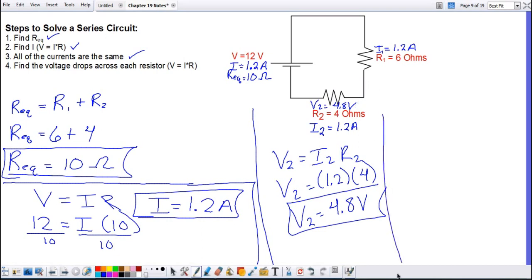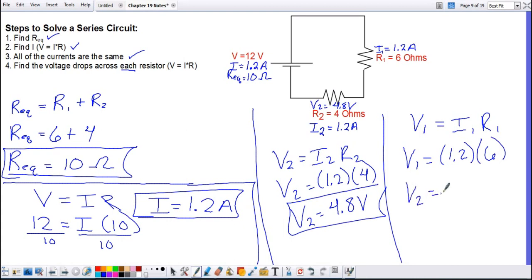Then it says each, so we need to do resistor 1 as well. So the voltage drop across resistor 1 is the current across resistor 1 times the resistance of resistor 1. Voltage drop is equal to 1.2 times 6. So 1.2 times 6 is 7.2 volts.